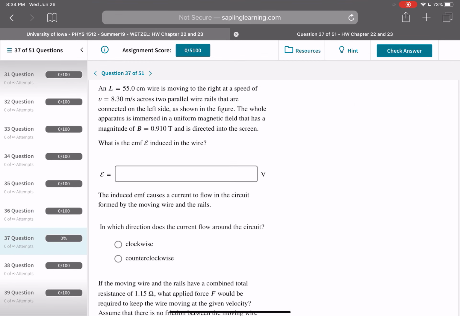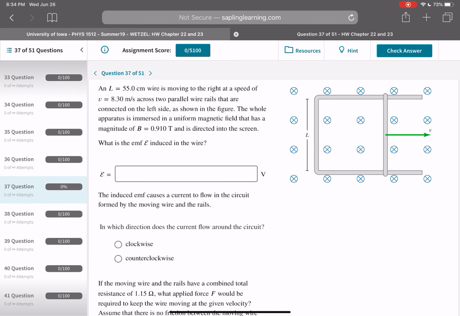Okay, 37, you've got a wire moving to the right at a speed of 8.3 meters per second, with 2 parallel wire rails connected to the left side as shown in the figure. The whole apparatus is immersed in a uniform magnetic field. What is the EMF in the wire? So again, this is just a plug and chug.